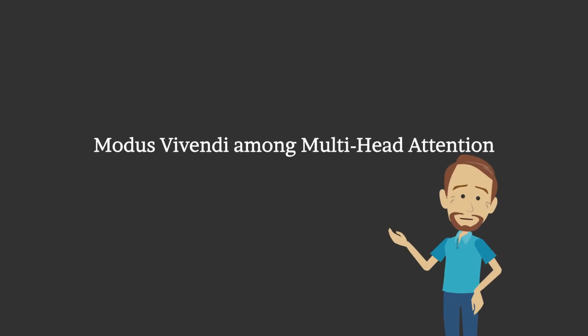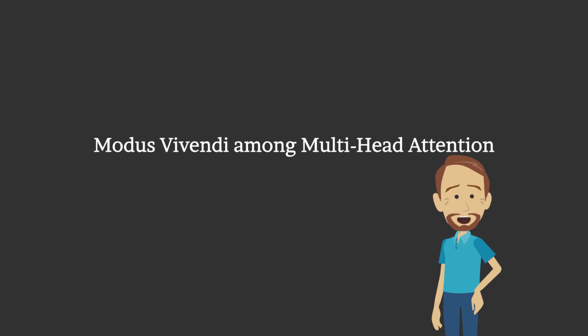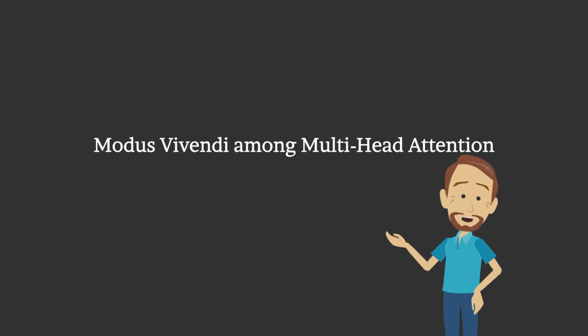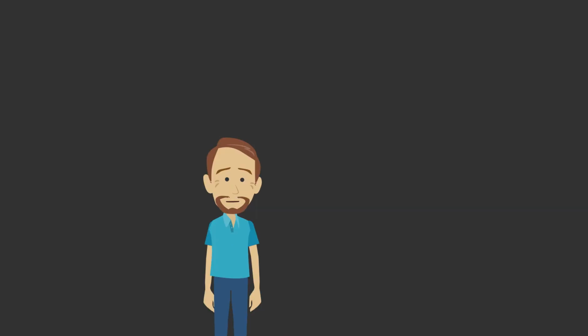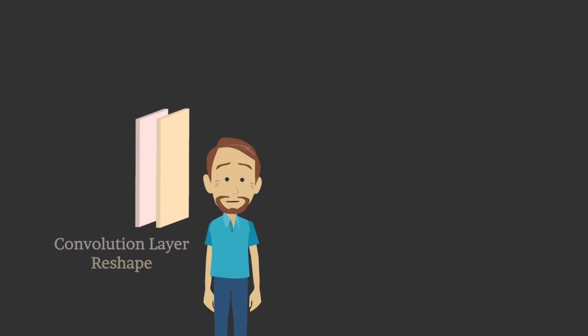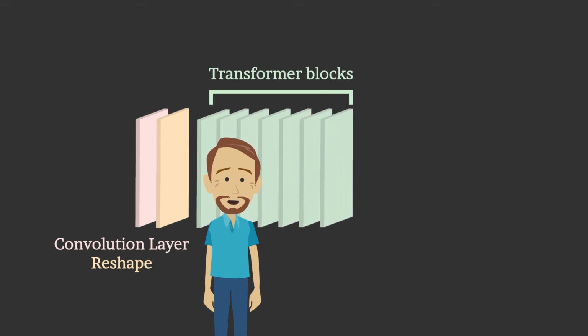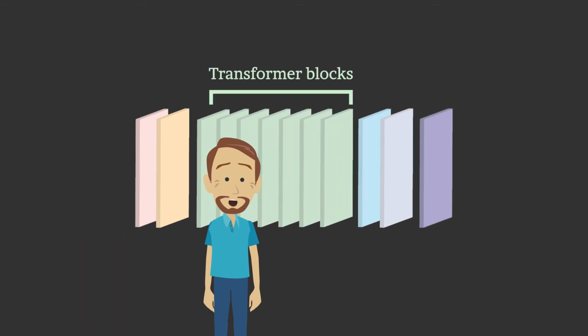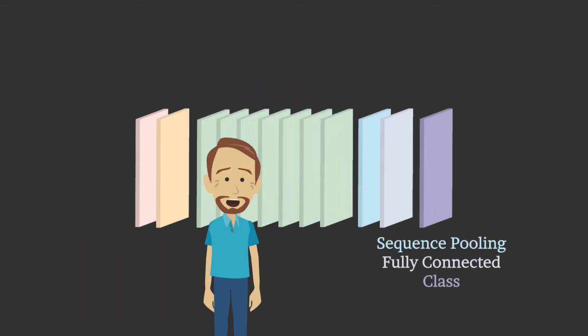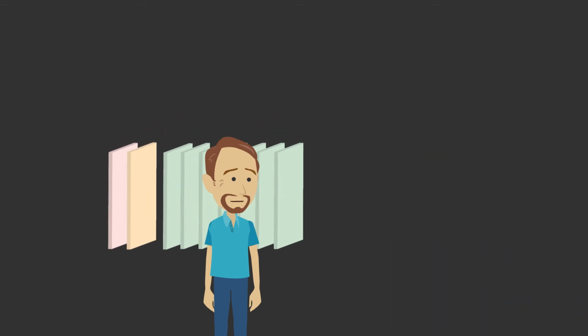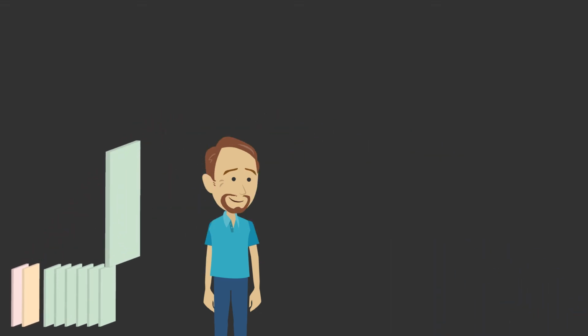Now let's delve deeper into the main novelty of this paper, and that's the modus vivendi, or cooperation, among filter heads to achieve optimal learning. We mentioned that our architecture is comprised of a convolutional and a reshape layer, 7 transformer encoder blocks, and a sequence pool and fully connected layer which lead to the outputs. Let's look at the last attention block.